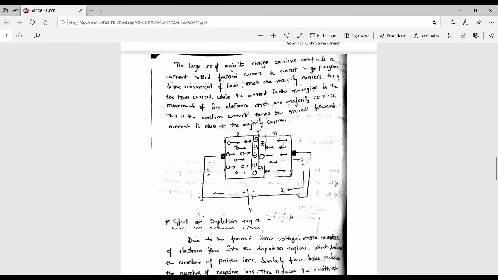This is the operation. This is the P type and this is the N type. In the P type, holes are the majority carriers and electrons are the minority carriers. This circle indicates the holes. This is the N type, where the majority carriers are the electrons. These are the electrons. These are the positive ions and negative ions. This is the barrier potential.